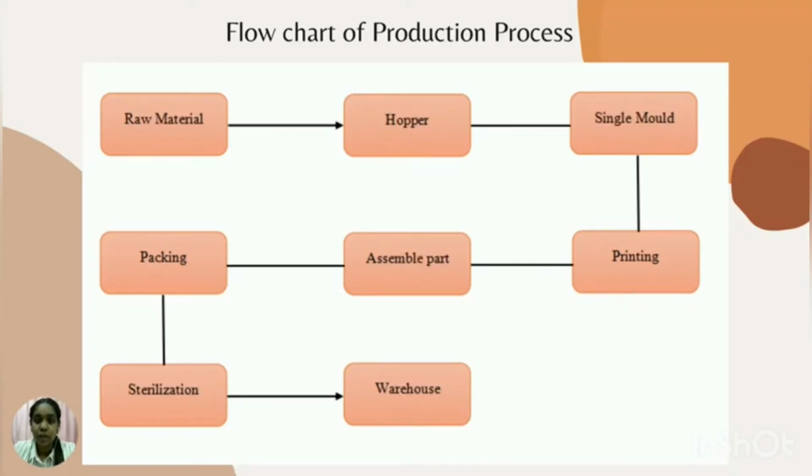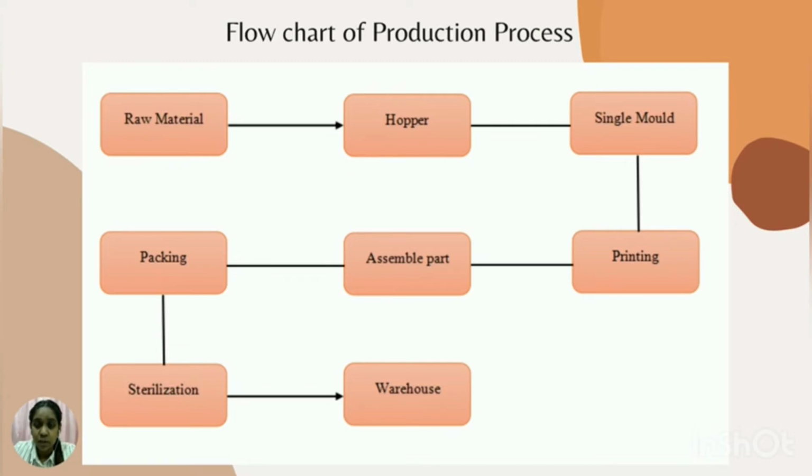Good morning, Doctor. Now I'm going to present to you the flowchart of the production process. First, we must prepare the raw materials and feed them through the hopper. In the hopper, it will melt in high heat and it is injected into the single mold. After being injected, it is cooled down and released.